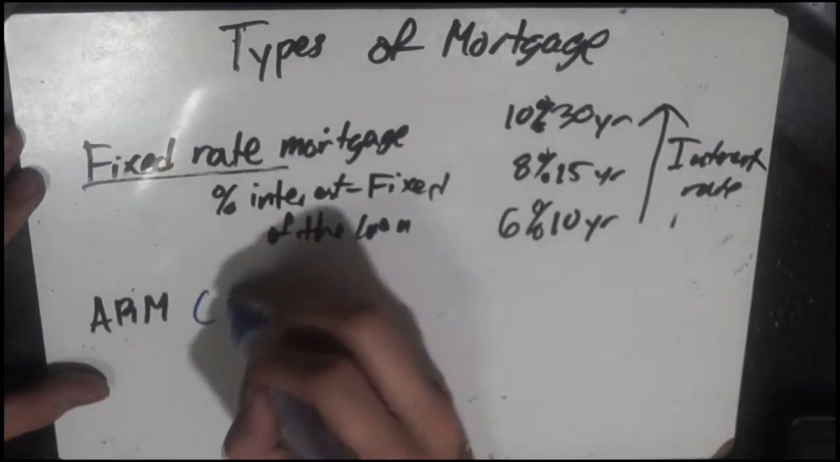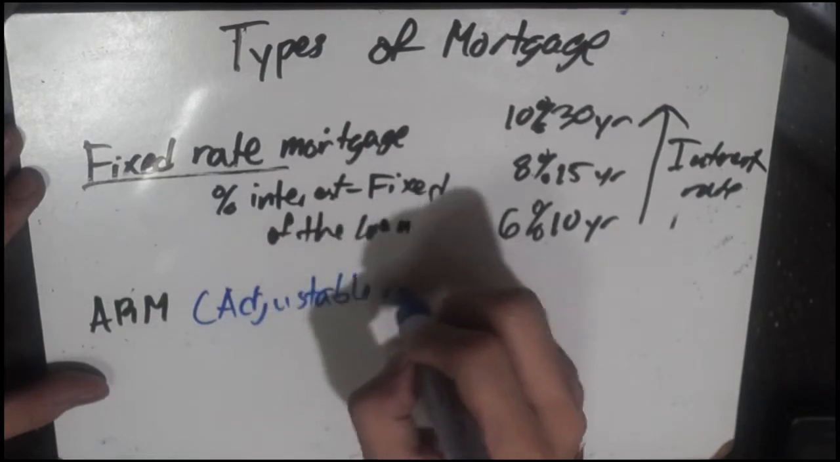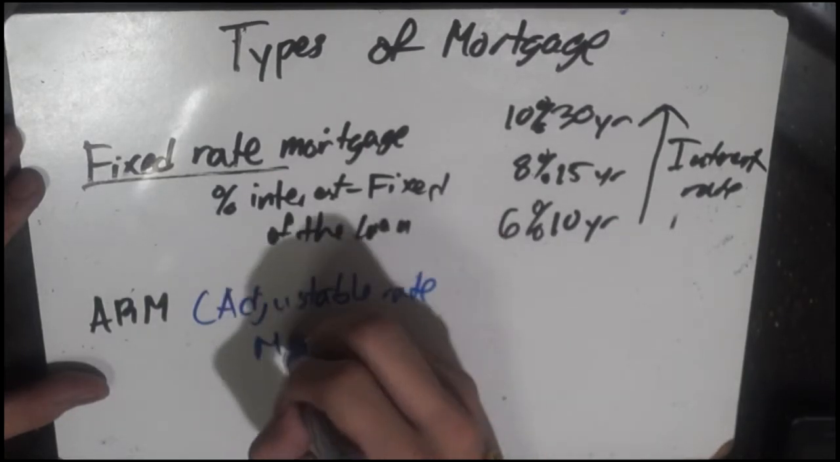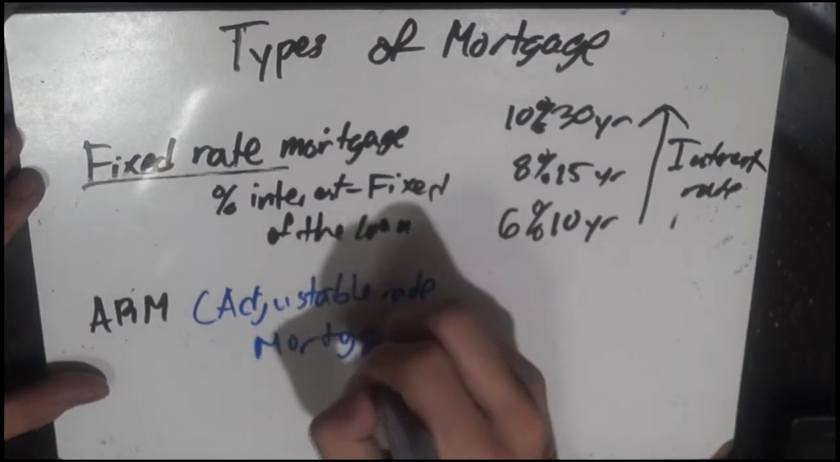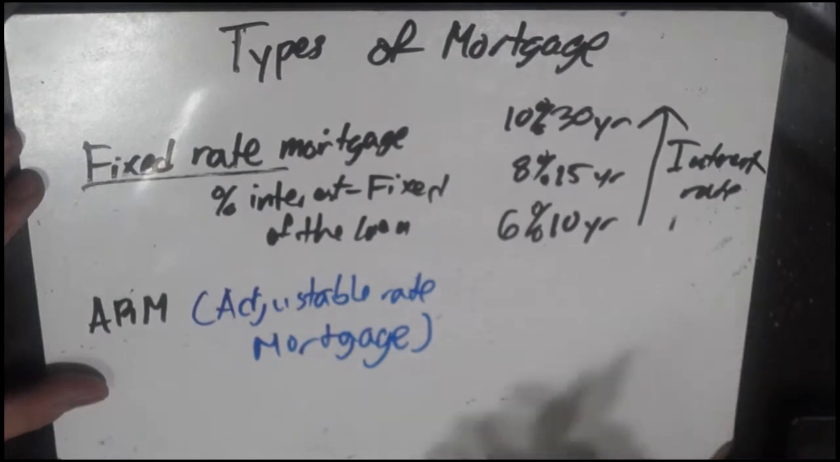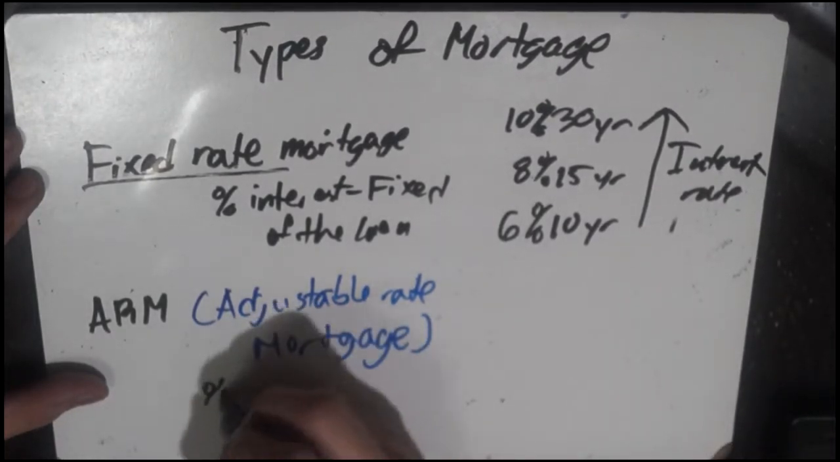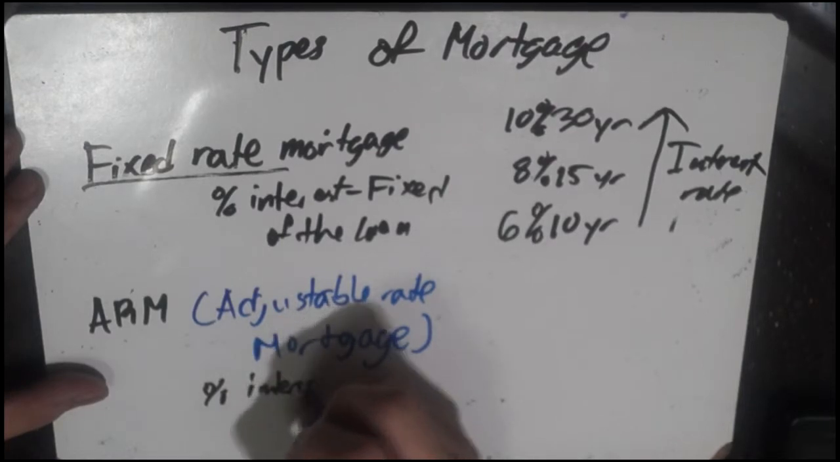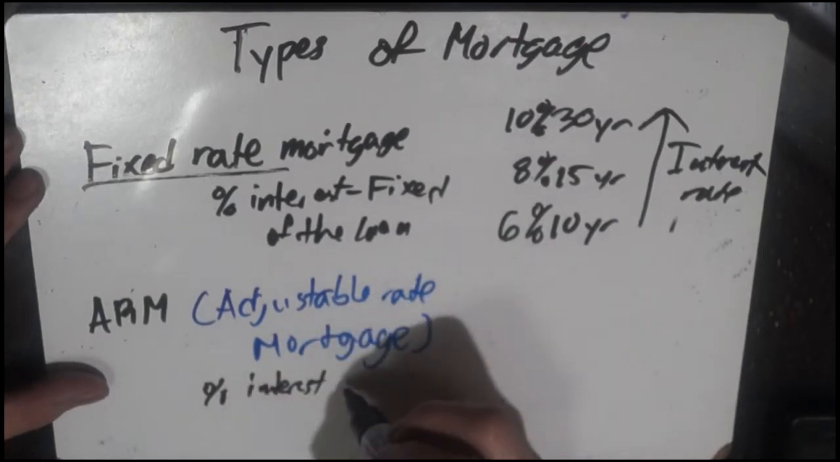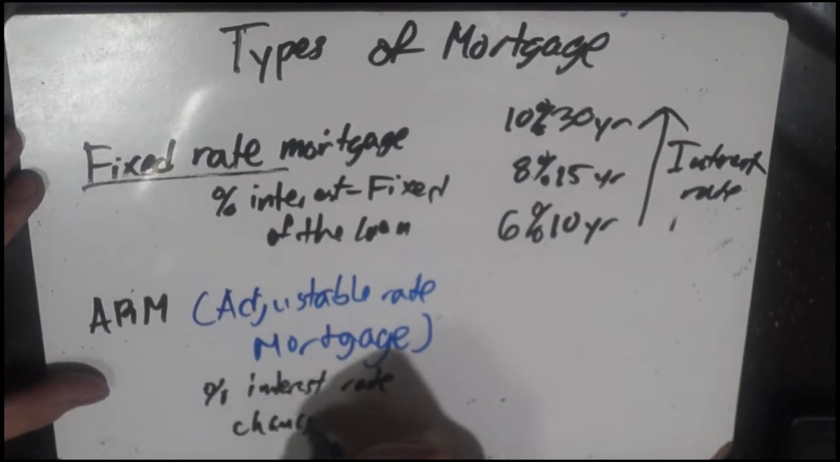There's another type of mortgage called an ARM, or an adjustable rate mortgage. It's called an adjustable rate mortgage because the interest rate you're gonna pay every year is variable. It changes. It's not fixed like a fixed rate mortgage. So the percent interest rate changes.